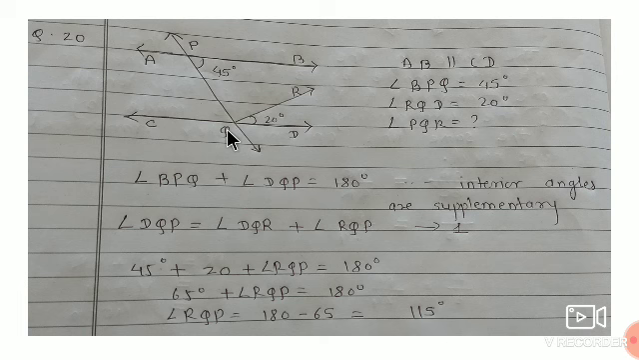the measure of angle RQP, that is 115 degrees. RQP or PQR is the same. The third option is correct. Here we complete the exercise.